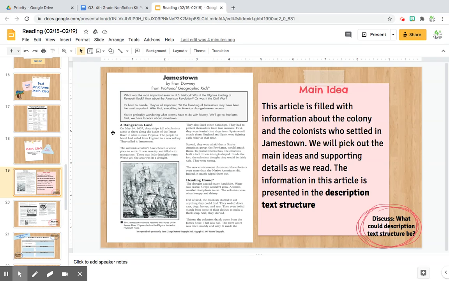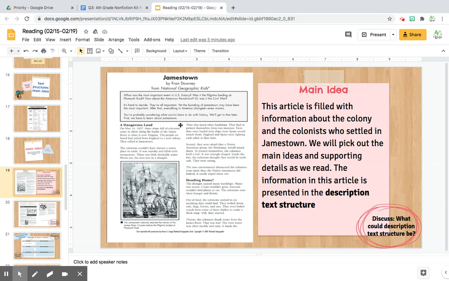A dangerous land. On May 14, 1607, 3 ships full of colonists came to shore along the banks of the James River in what is now Virginia. The people on board had sailed from England to a new colony. They called it Jamestown. The colonists couldn't have chosen a worse place to settle. It was marshy and filled with mosquitoes. There was little drinkable water. Worse yet, the area was in a drought. They also faced other hardships.